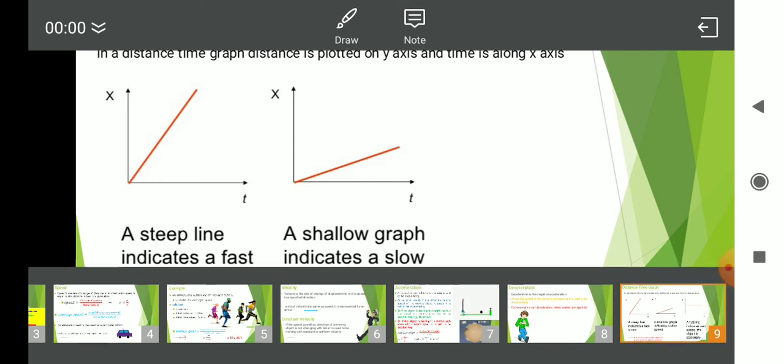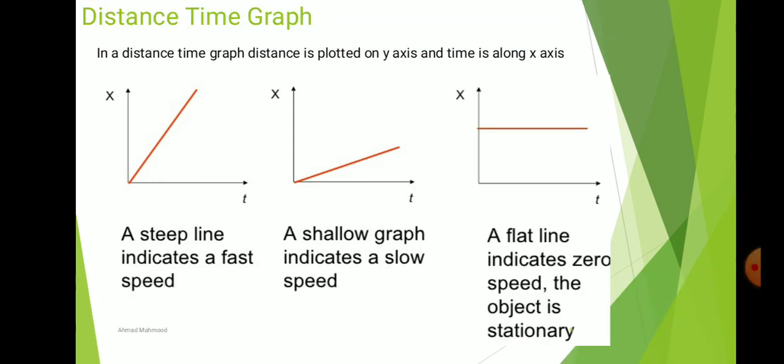Okay, in this third graph, the body is not moving. No distance is covered. Body is at rest. Speed is zero, right? So you can say anything. The speed is zero, body is stationary, body is at rest, no distance covered in the third graph.